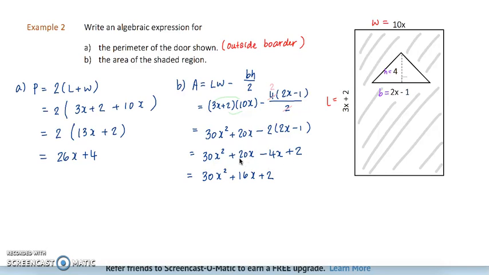And now the only like terms that you have are positive 20x and negative 4x. So 20 minus 4 is 16. And then writing all the terms in descending order, you have 30x squared plus 16x plus 2.